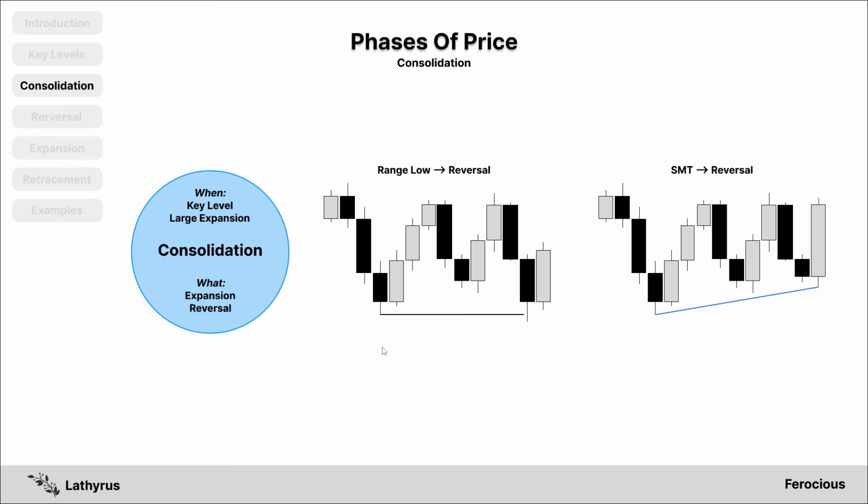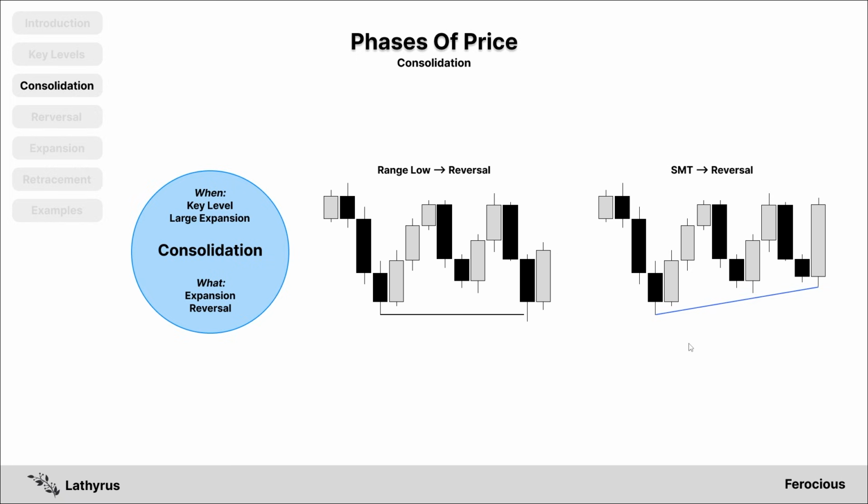So how can we engage with consolidations? The first scenario is waiting for the range low to be taken out if we are bullish. We want to see a strong reaction form on the asset we want to trade from this range low and form a reversal signature higher and trade a new expansion phase higher, right?